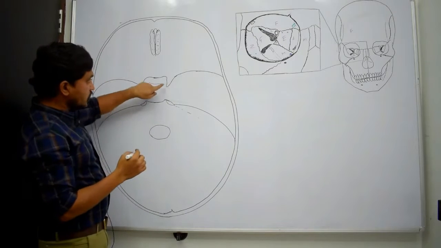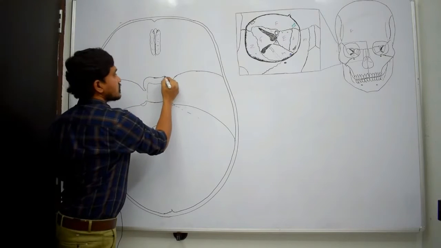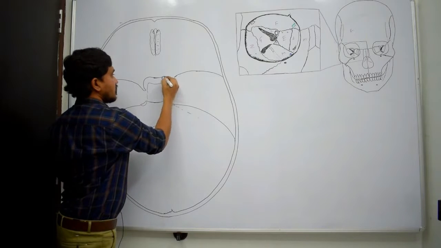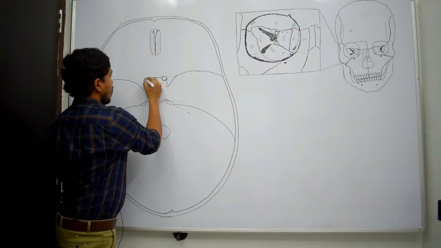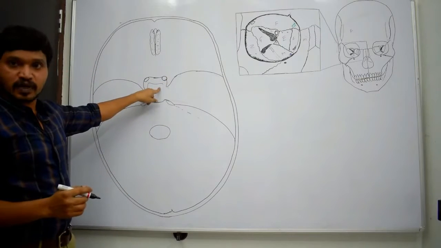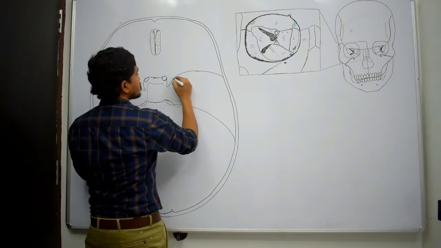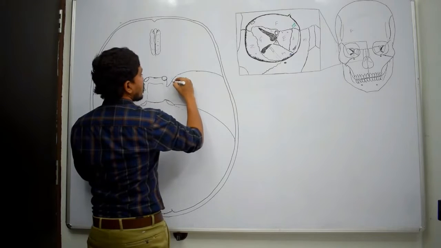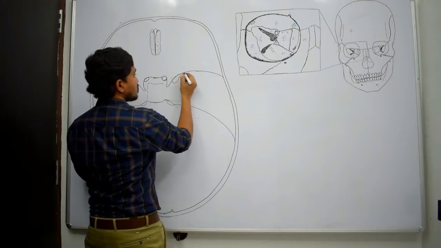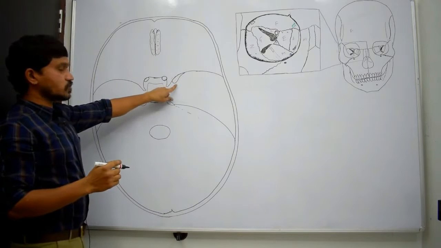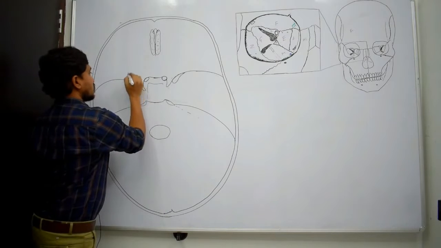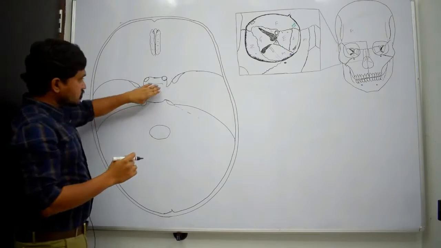Clear? Medial to the anterior clinoid process, you can see one canal here. What is this canal? This canal is the optic canal. Right? Here you can see one fissure. What is this fissure? Superior orbital fissure. This is the superior orbital fissure. Of course this side also superior orbital fissure. This is the body of sphenoid.